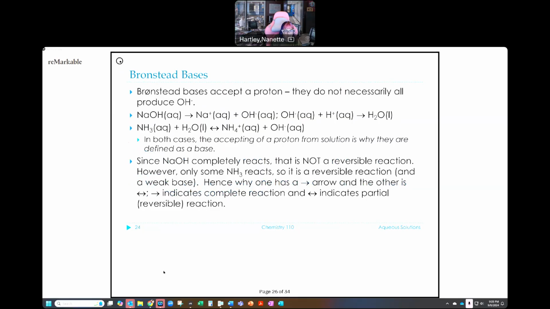All right. Our Bronsted bases accept a proton. They do not necessarily all produce OH minus, okay, but they can accept a proton. The accepting of the proton from solution is why they are defined as a base. Since NaOH completely reacts, it is not a reversible reaction, so it doesn't have that double-headed arrow. But NH3 has a double-headed arrow because that reaction can go in both directions. So that's what we're talking about when we talk about a reversible reaction. We've mentioned this before. So that is a weak base. NaOH is a strong base.